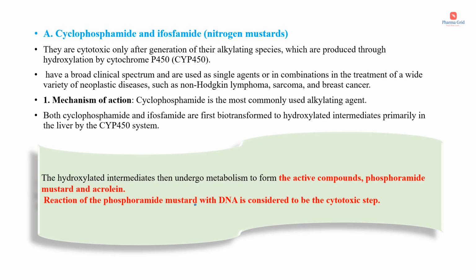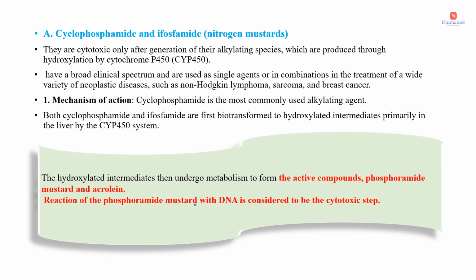So first we will see about cyclophosphamide and ifosfamide, both come under nitrogen mustards. They are cytotoxic only after generation of their alkylating species, which are produced through hydroxylation by cytochrome P450. Okay, so cyclophosphamide as well as ifosfamide act as cytotoxic only after generation of their alkylating species. How are these alkylating species generated? By hydroxylation with the help of cytochrome P450 enzyme. These drugs have a broad clinical spectrum and are used as single agents or in combination in the treatment of a wide variety of neoplastic diseases such as non-Hodgkin lymphoma, sarcoma, and breast cancer.